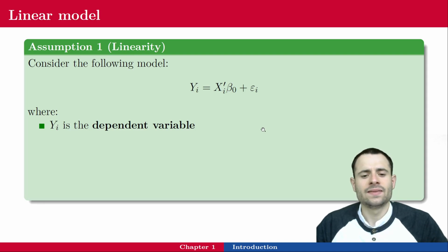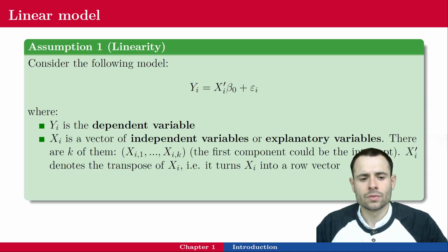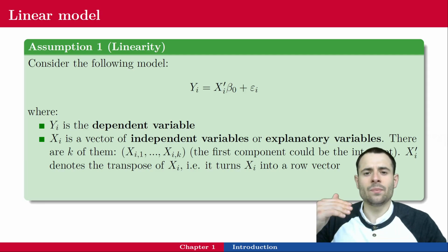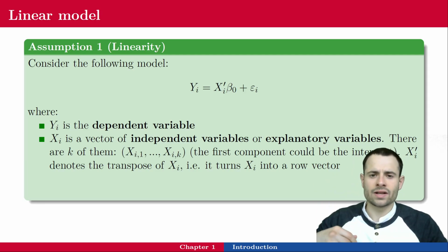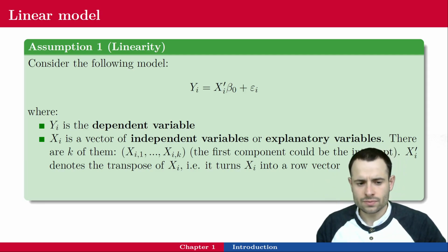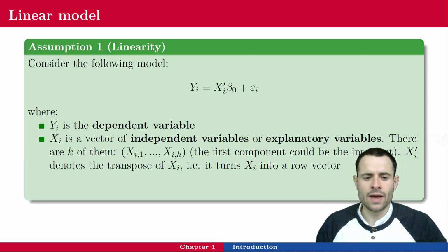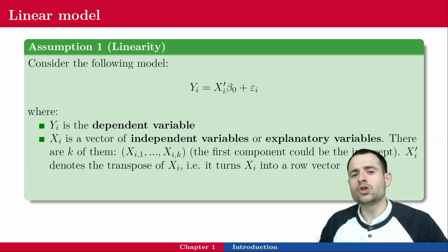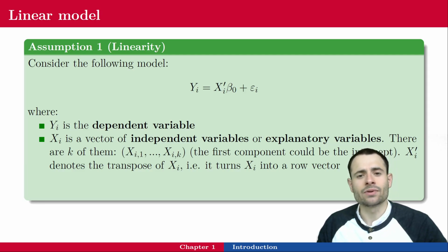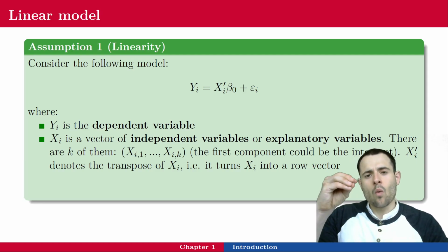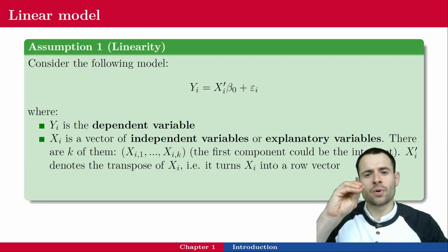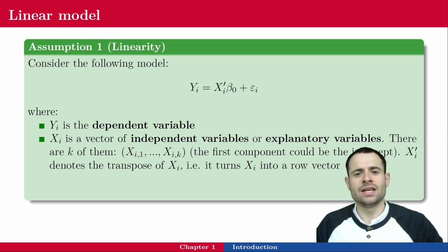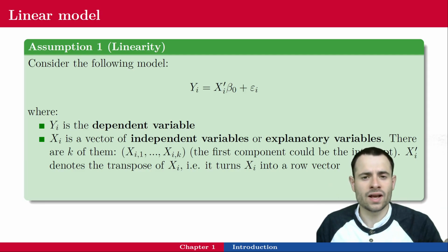Yi is the dependent variable, xi is the vector of independent variables or covariates or explanatory variables. Here I consider k of them. It goes from x1 to xk. And if you want, you could include the first component as the intercept. Remember that if you want to have an intercept in a linear regression, one variable could be just a bunch of ones, and that is the vertical intercept. If all of the x's are equal to 0, this is what y would be equal to.